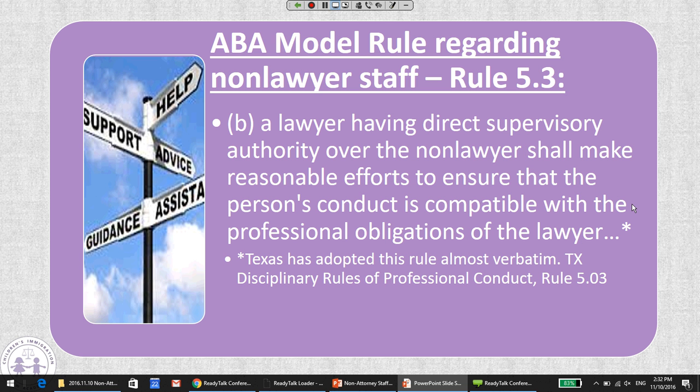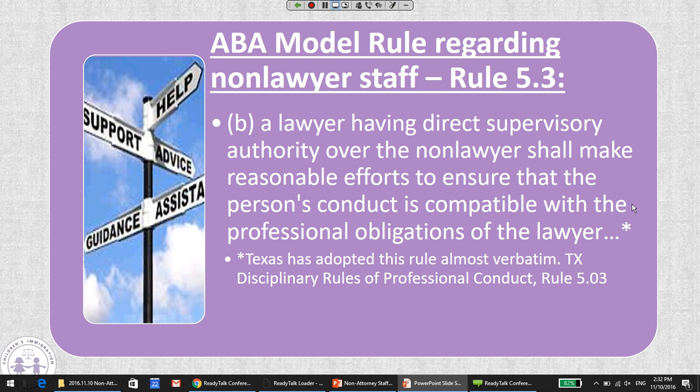So who does this cover? Here you can see there's ABA Model Rule 5.3. Texas has adopted an almost verbatim version of this. The lawyer having direct supervisory authority over the non-lawyer shall make reasonable efforts to ensure the person's conduct is compatible with the professional obligations, right? The comment to 5.3 discusses secretaries, investigators, interns, paraprofessionals, so paralegals, caseworkers, and other assistants acting for the lawyer. Even interpreters and translators are covered.